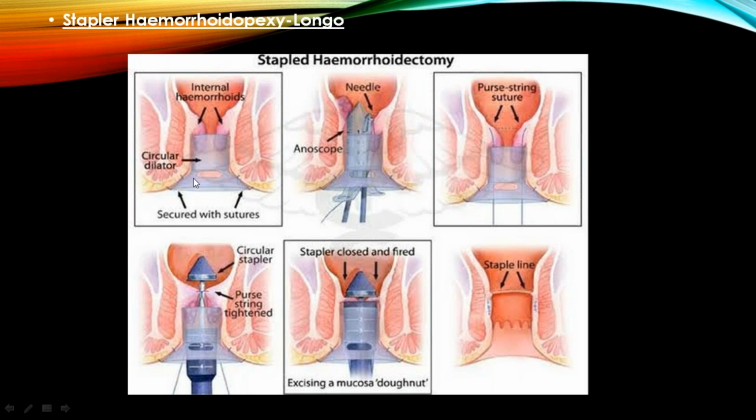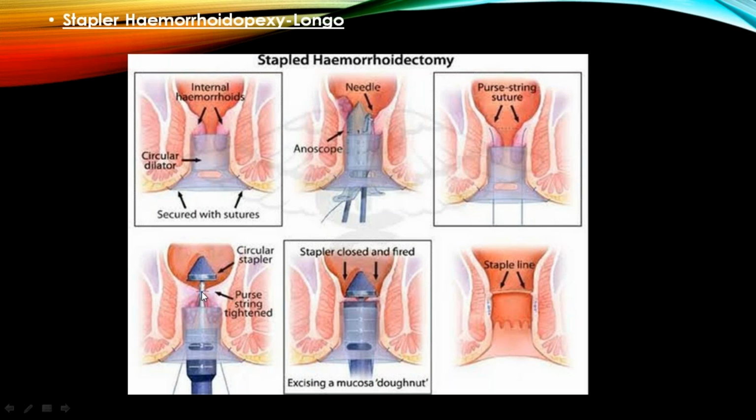See here, first you will put a dilator, and this is the circular dilator, and you will fix it to the overlying buttocks. Then you will pass a needle inside, and at the base of the pedicle you will take multiple bites in the mucosa and the submucosal plane, all around circumferentially, and that is called a purse string suture.